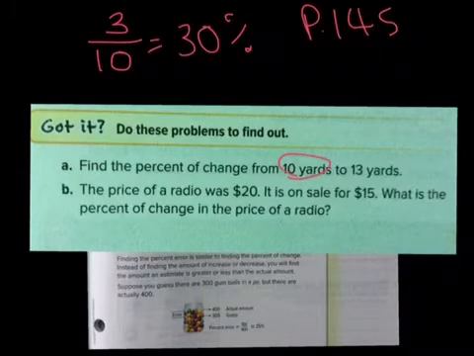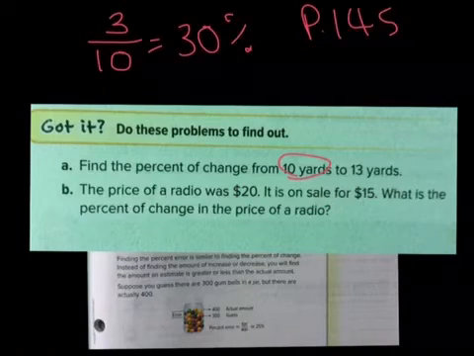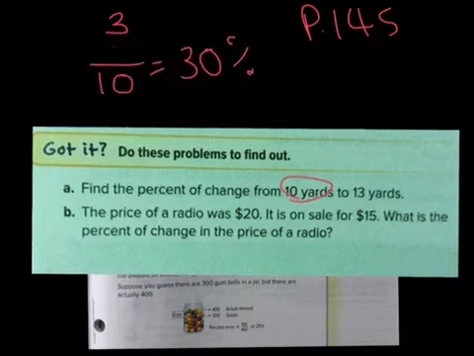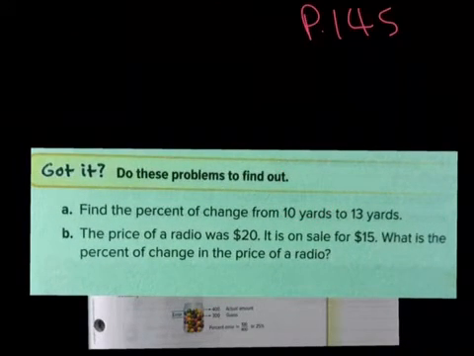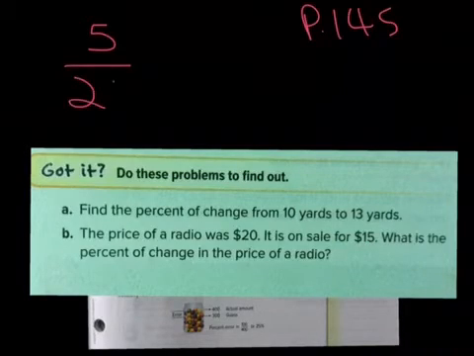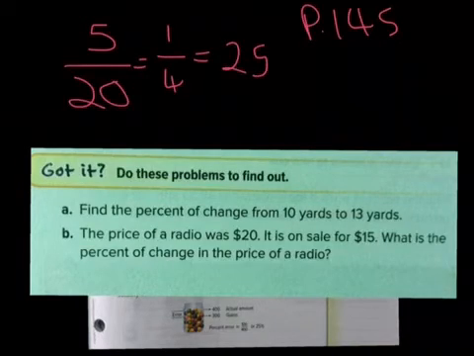Now, let's see here. The price of a radio was $20. It is on sale for $15, okay? So what is the change difference? How much did it go down by? The difference between 20 and 15 is 5. So 5, and the original price was 20. Well, if you simplify this, boys and girls, this is 1/4, is it not? And 1/4 we know is 25%. We've memorized that, we know that off by heart. So what is the percent of change?